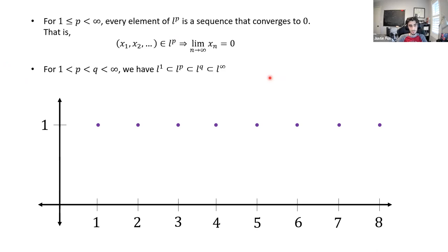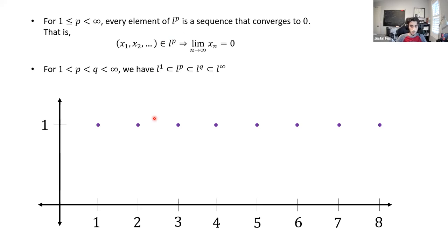On a related note, for any p less than q, so if you have a q which is a bigger number than p, LQ actually contains LP, meaning if you're in LP, you're also in LQ. So this is sort of an increasing sequence of sets.